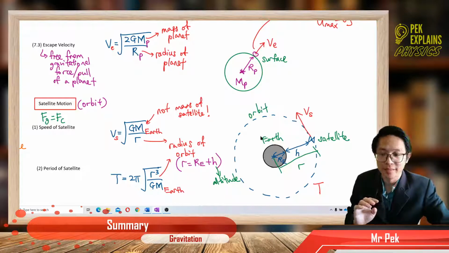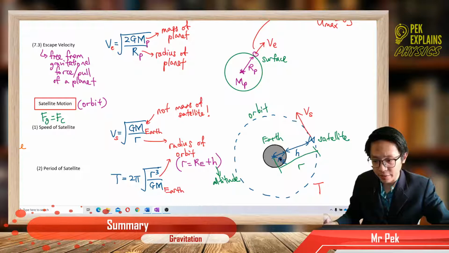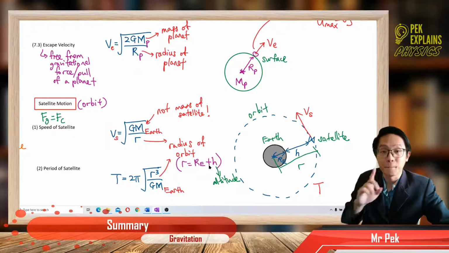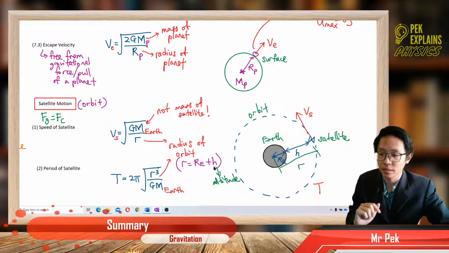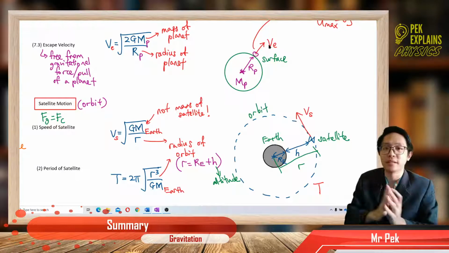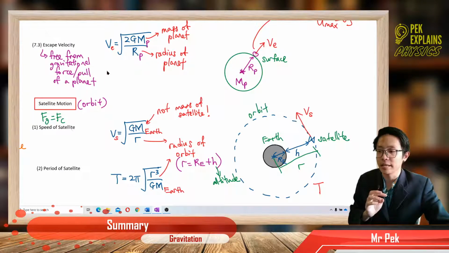But for the speed of satellite, we know the satellite is not on the surface. The satellite is in the orbit, high up in the sky. So the radius of the orbit is the radius of Earth plus the altitude. You need to add the altitude, not like escape velocity, which uses only the radius of the planet. Because the satellite is not on the surface, it's in the orbit, high up in the sky. Escape velocity starts from the surface. So that's the difference between escape velocity and speed of satellite in terms of their r. This r is only the radius of planet. This r is the radius of planet plus altitude.